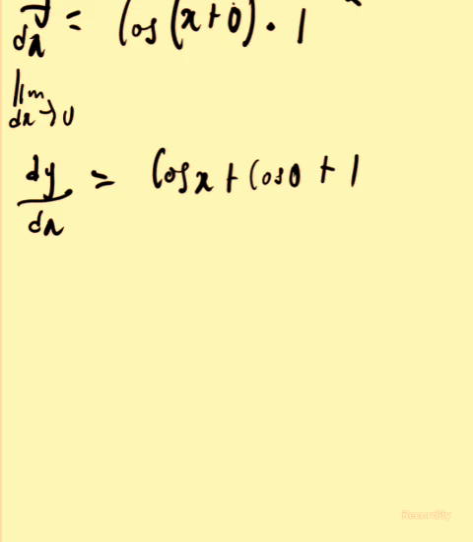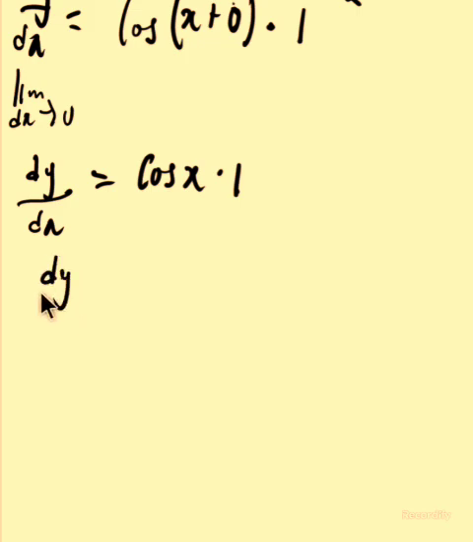Oh, sorry, there's a mistake. I'm so sorry, my viewers. This is x plus 0, and x plus 0 is going to give me x. 0 doesn't matter, so I'm having cos of x times 1. All right, and if we multiply cos x by 1, we still have dy over dx equal to cos of x. So you can see this is the derivative of y equals sine x.